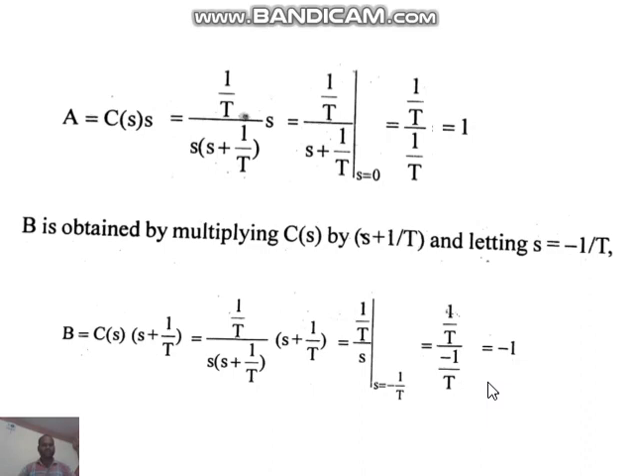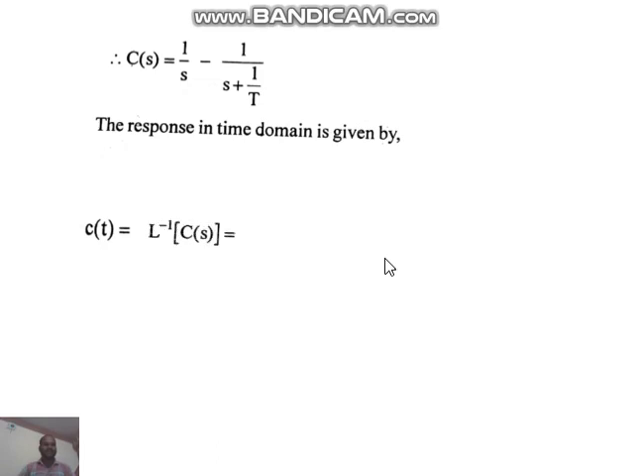Now I want to apply the A and B values in the general formula. Therefore, C of s is equal to 1 by s for A value 1, and minus 1 by (s plus 1 by T) for B value minus 1. Now we want to apply the inverse Laplace transform for calculating C of t. Finally, we want the time response. Time response is nothing but C of t. Therefore, C of t is the inverse Laplace transform of C of s.